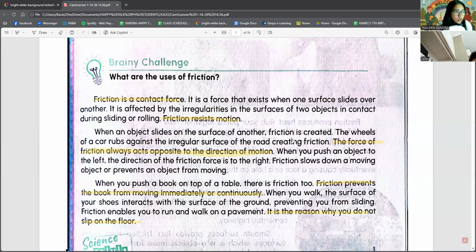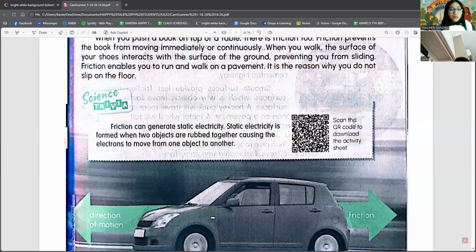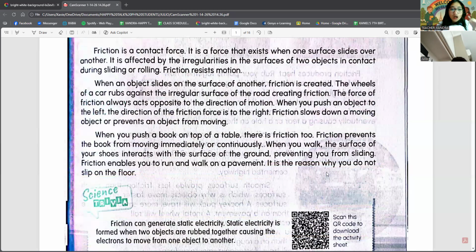Okay, so what are the uses of friction? Brakes. It helps cars stop when we press the brakes. It helps us walk and run without slipping. It helps us hold things without dropping them.